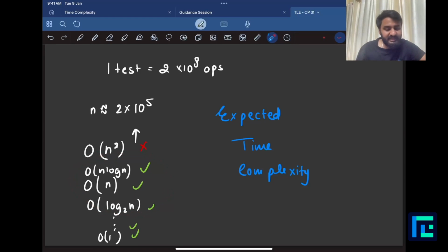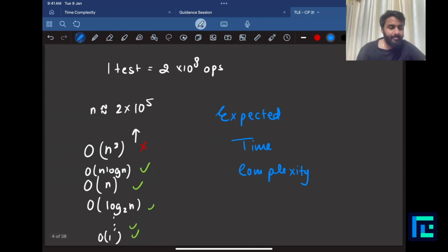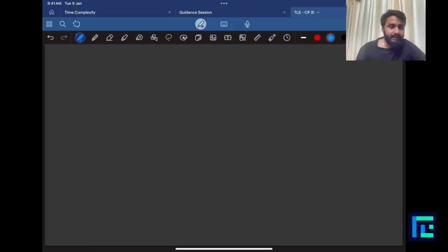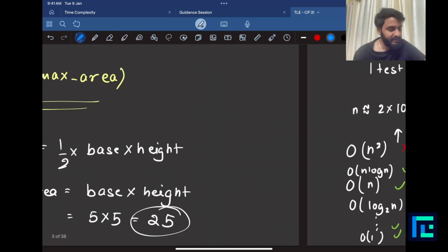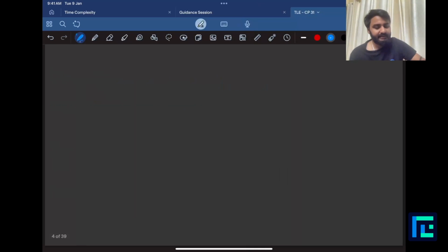That means now I have a very good idea, from the expected time complexity, of where to start this problem. I need something better. Great. Let's begin. Now the approach is very intuitive. Let's go back and look at the formula once. We have been told that 2 into area is what we're trying to calculate, which is base into height.